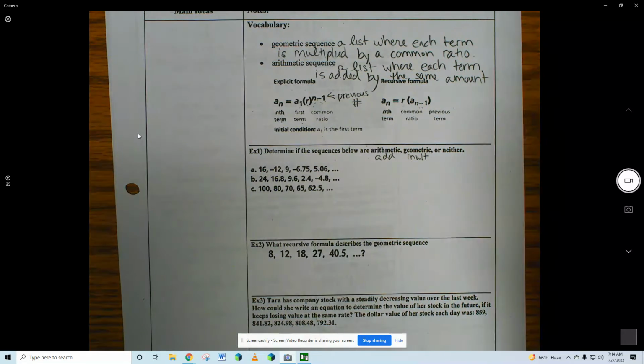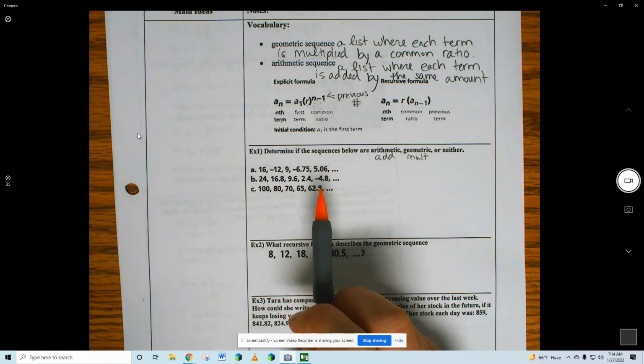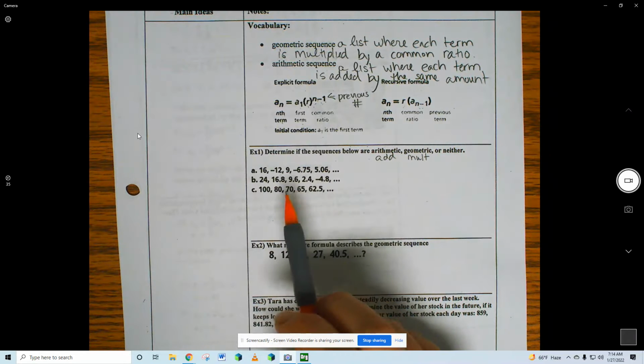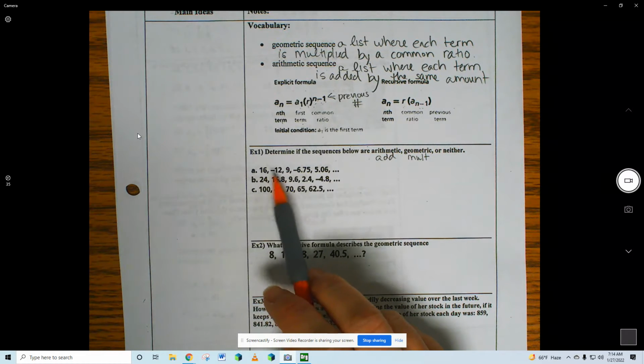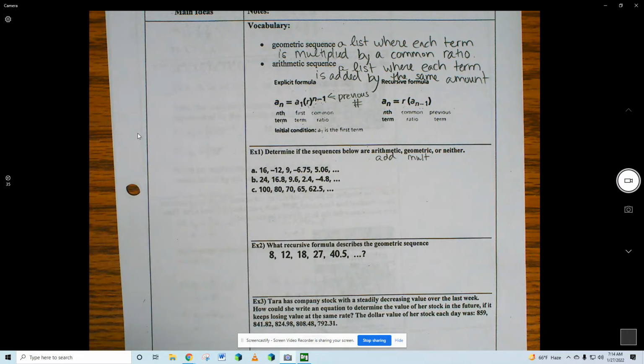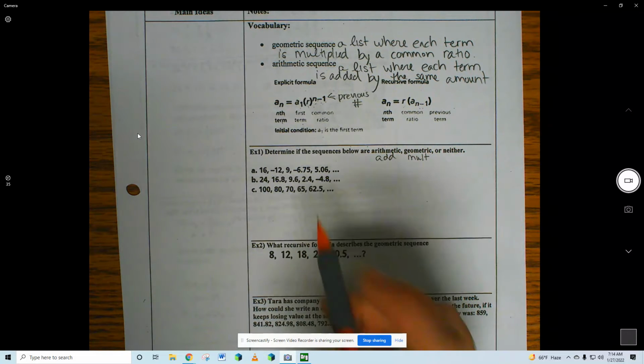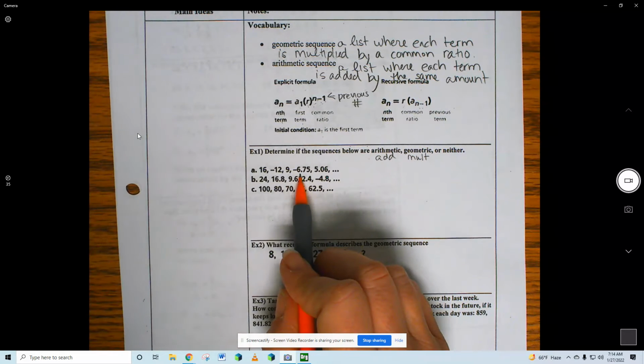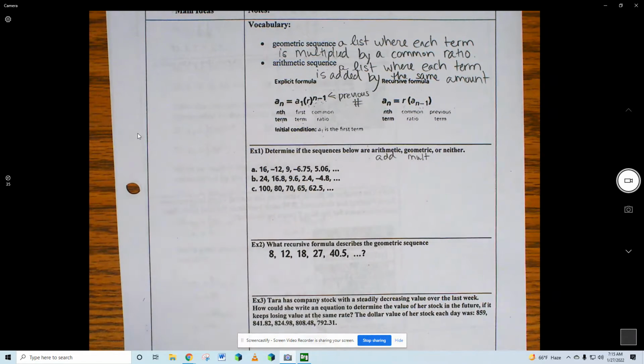All right, 16, negative 12, 9, negative 6.75. What's happening with the 16? What's happening to negative 12? And then 9. What's going on? And if you don't know, let me teach you how. It's times negative 3/4. Now you're like, how did he get that?